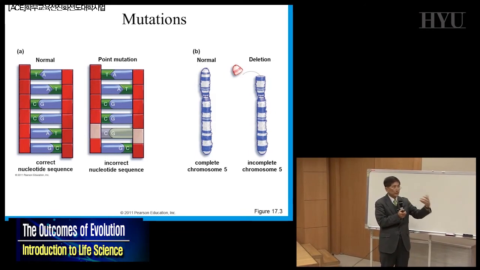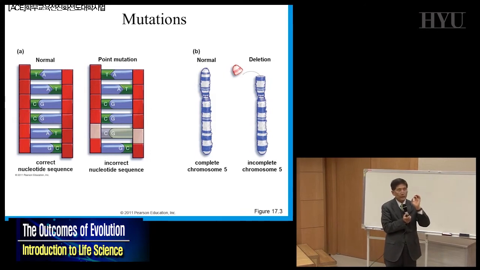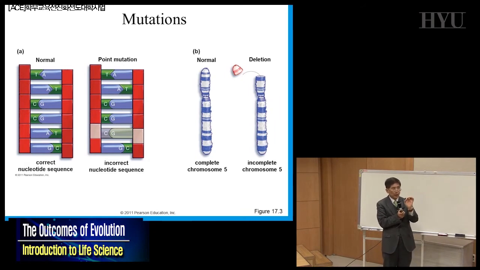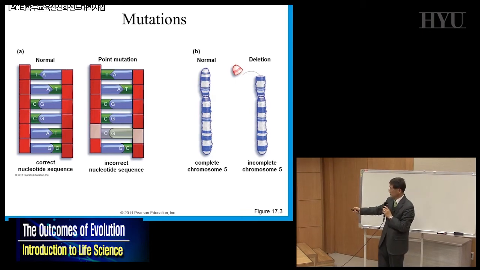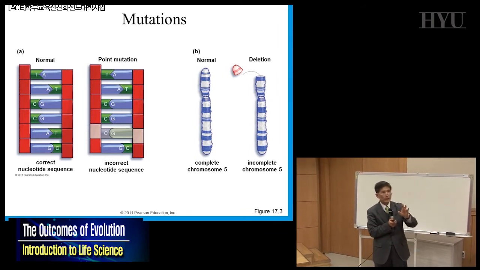For example, sickle cell anemia. When one base changes, it changes one amino acid, and that changes the whole structure of the protein and the whole shape of the red blood cell. In many cases, it's deleterious. If you have it, you have a bad effect. But not very often, sometimes a mutation becomes advantageous. Or a big deletion of a chromosome, which is a more serious problem. But this type of mutation is the driving force of microevolution.